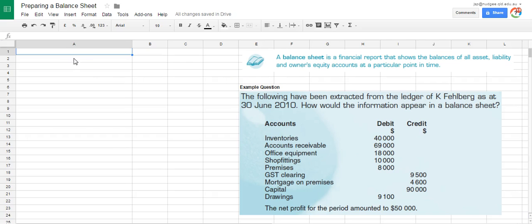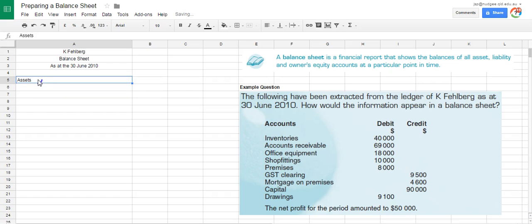So to kick off, it's very similar to your profit and loss statement in the title. So it's K. Fehlberg, balance sheet as at the 30th of June 2010, and I'm just going to center all of that. And we get started. So the first step here is listing all of our assets.